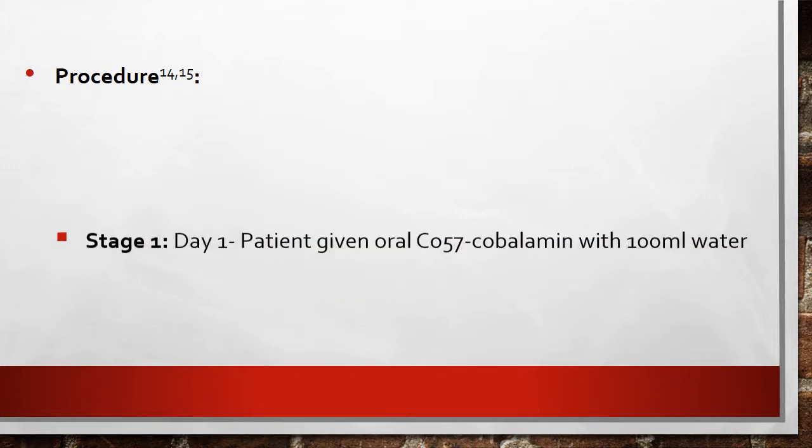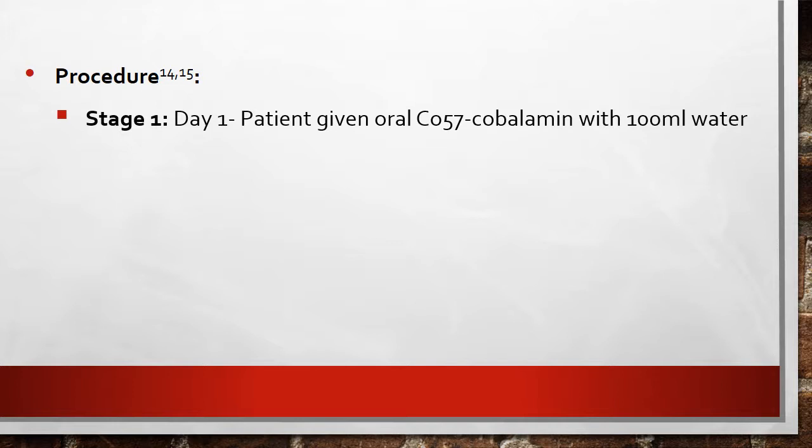The procedure to be followed differs depending on the institution performing the examination. Therefore, I will explain the most common procedure that was used. The patient can be booked in the ward or come as an outpatient. There are 4 stages to the Schilling test. On day 1, stage 1 starts.